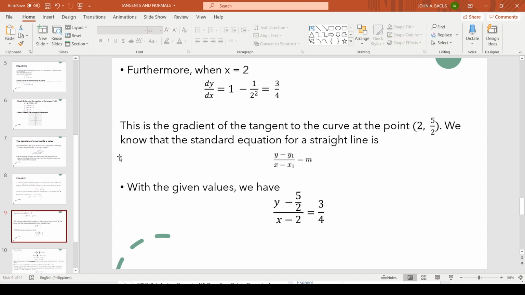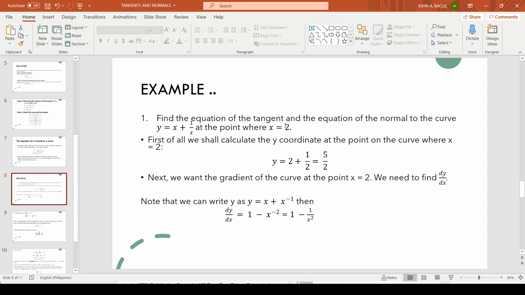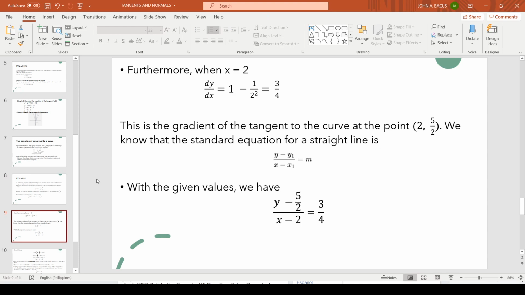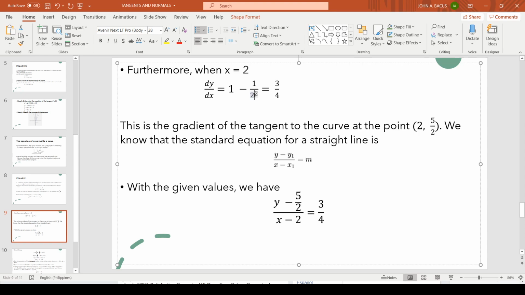Furthermore, when x is equal to 2, we can get the slope. We have to find the gradient or the slope now. So, given x is equal to 2, in the first derivative, which is 1 minus 1 over x squared, simply substitute x with 2. So, you now have the slope, which is 3/4. Take note, this is the slope tangent to the curve.